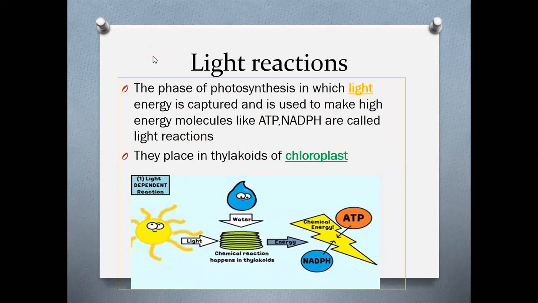What are those high energy molecules? These high energy molecules are ATP and NADPH. These are called light reactions. So this is the exact definition of light reactions. You have to remember it fully. These reactions take place in thylakoids of chloroplasts. We will learn about the structure of chloroplast and how it looks in a few moments.